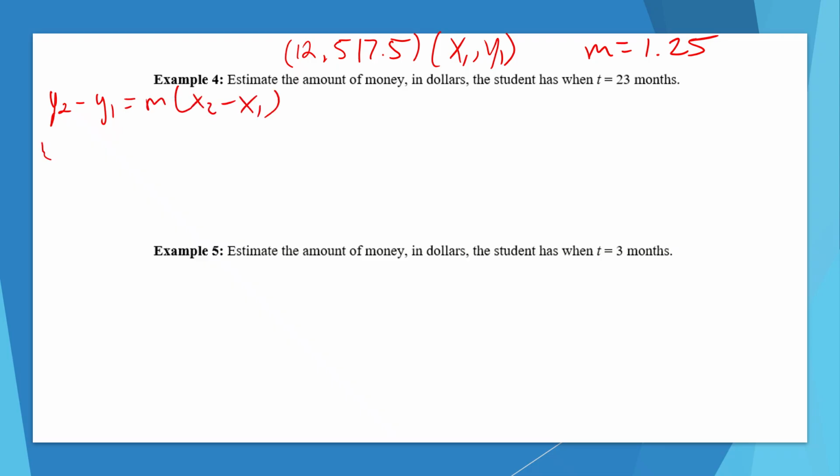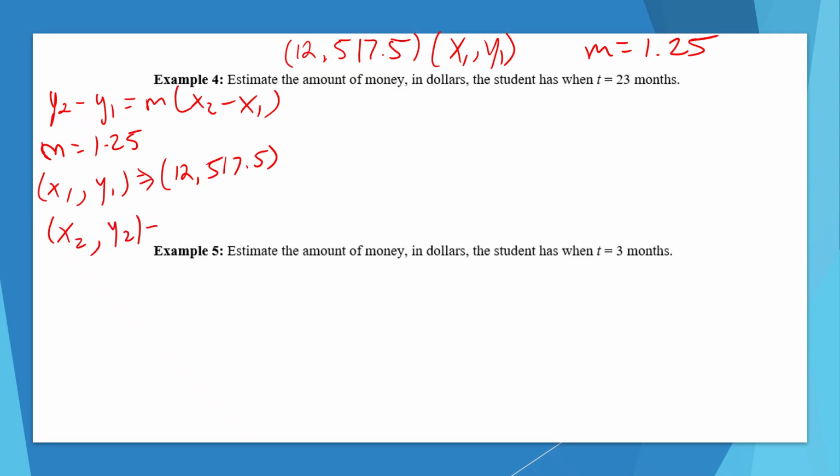We need our m, which is 1.25. We know our x1 comma y1 is going to be 12 comma 517.5. And then we know in this case, for example 4, our x2 comma y2 is going to be 23 comma y2. Plugging everything in, we have y2 minus 517.5 equals 1.25 times 23 minus 12.